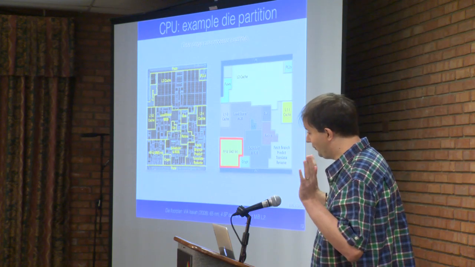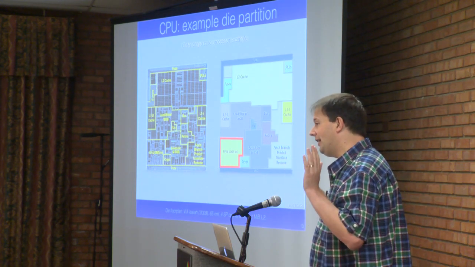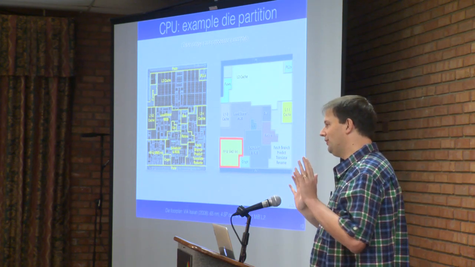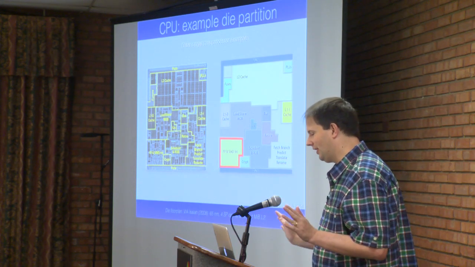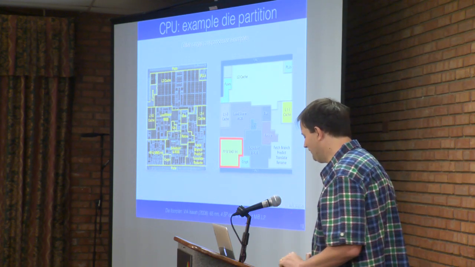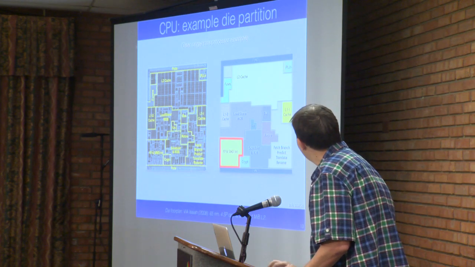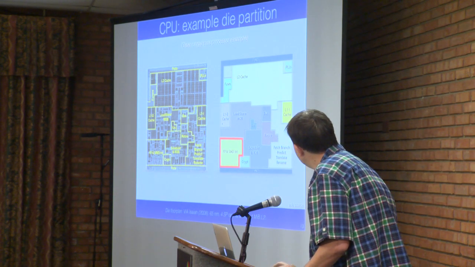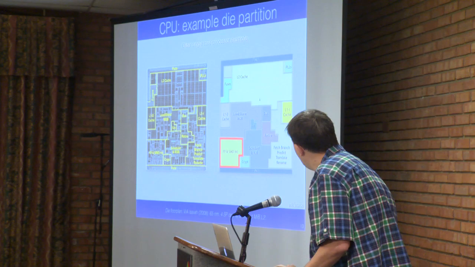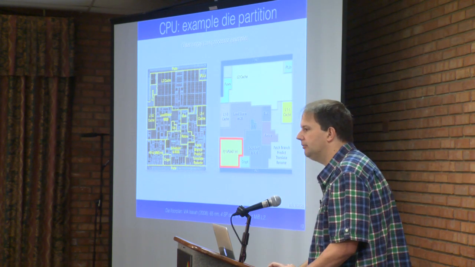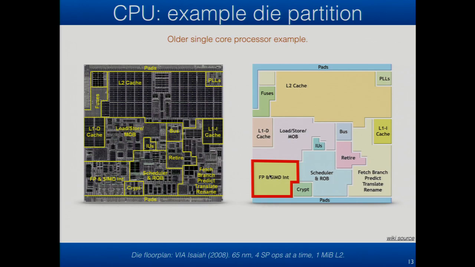Some people say the internet's for porn. I say the internet's for downloading die shots. These are just beautiful things. We'll see some better examples later on which are colorful. But anyway, of all this floor space on the processor, this part down here is the floating point unit. That is the worker.